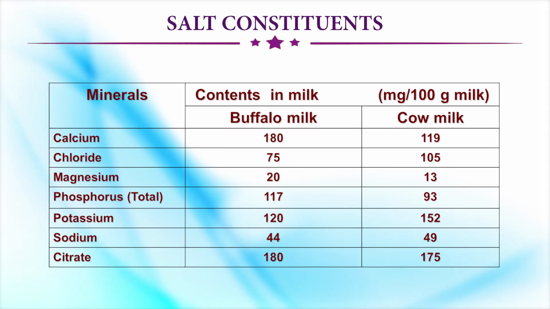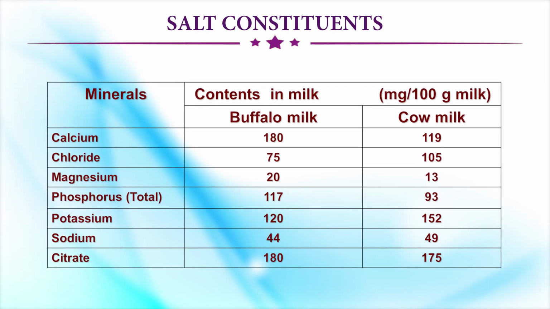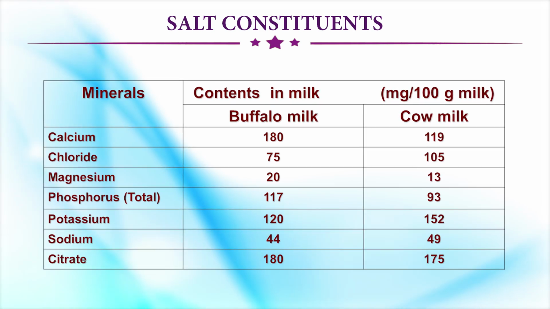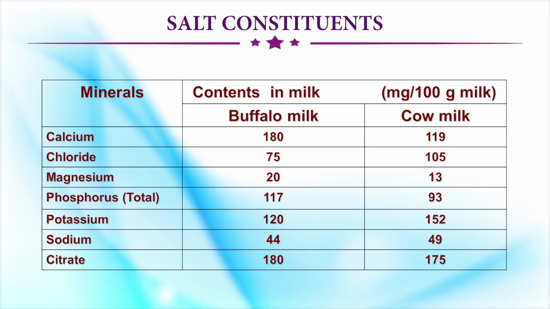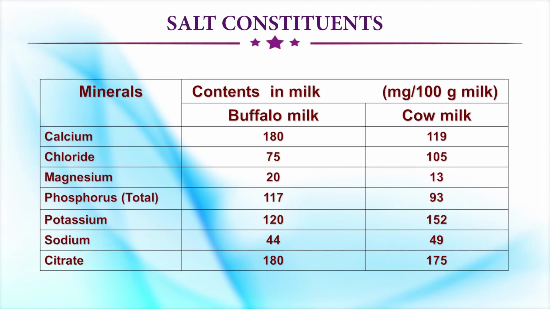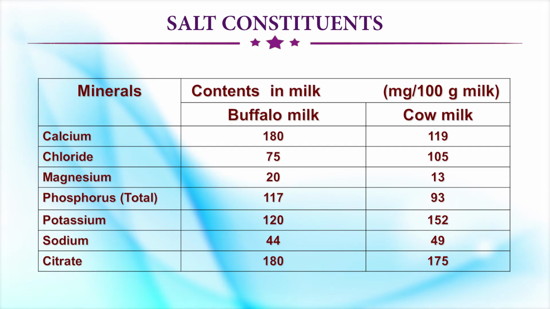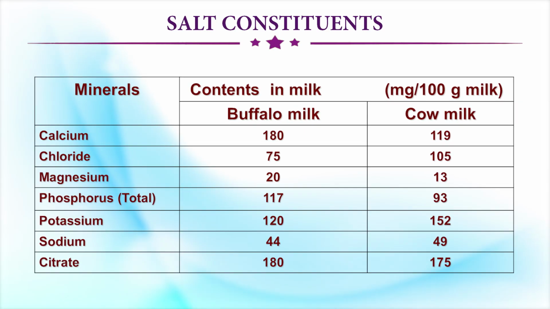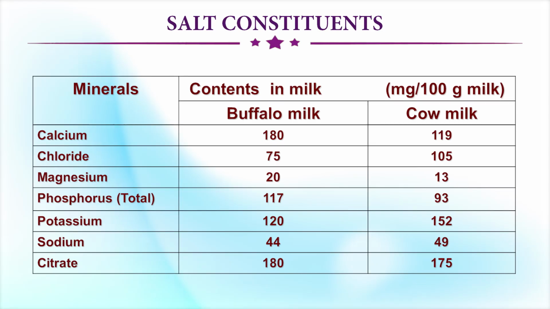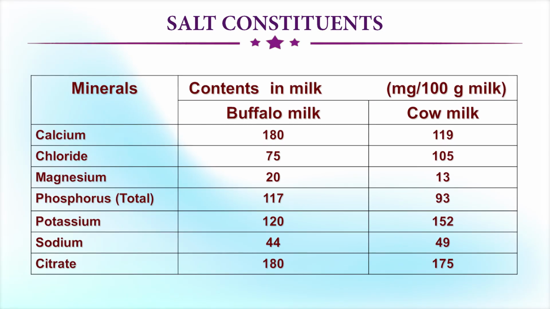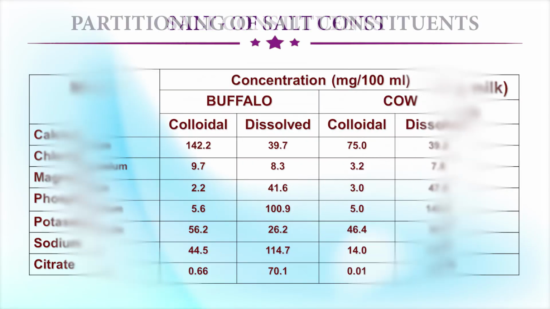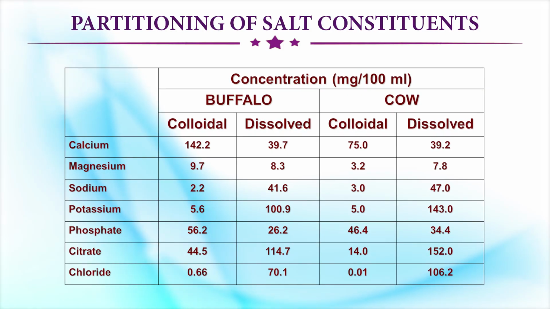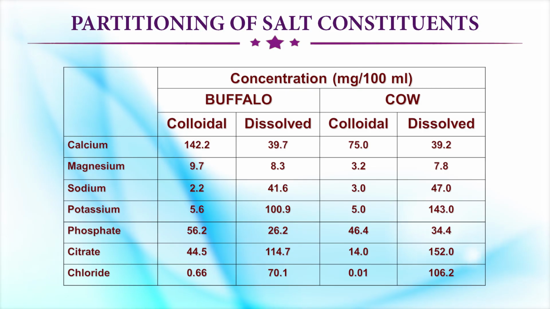Calcium is 180 in buffalo milk, it is more, as we know also. Chloride is less, and magnesium is more. Phosphorus is also more. Potassium is slightly less. Sodium is also less, and the citrate is almost equivalent, 180. So it contains more of the calcium and phosphorus, and you can see the difference between the colloidal and dissolved form.